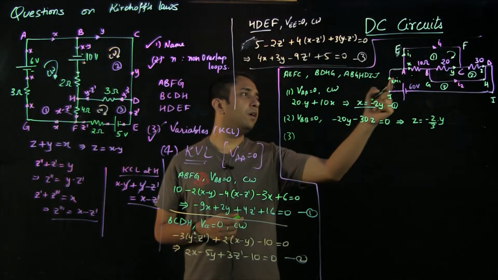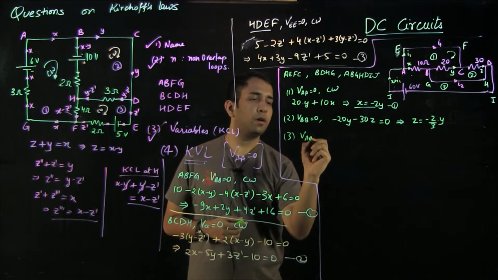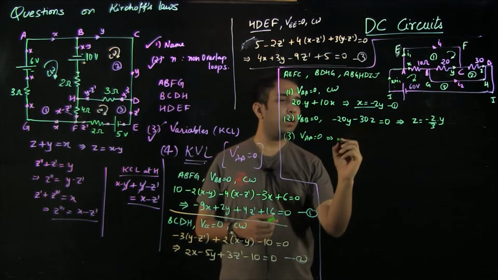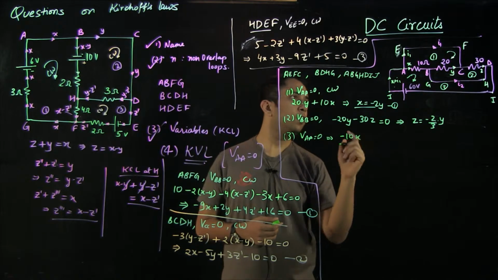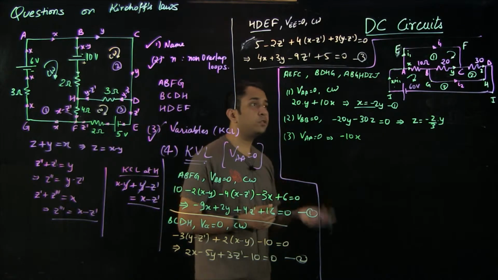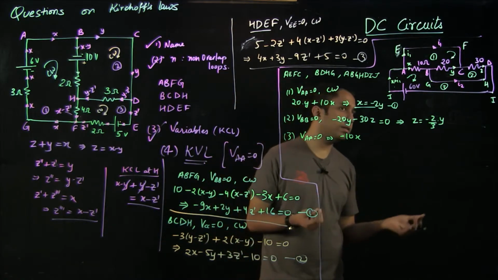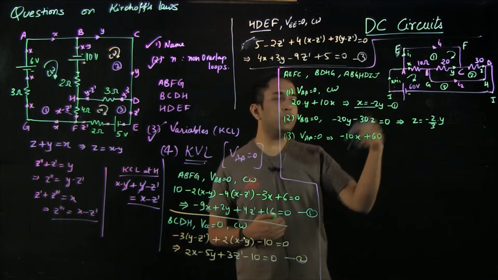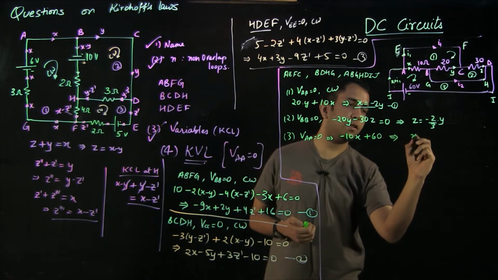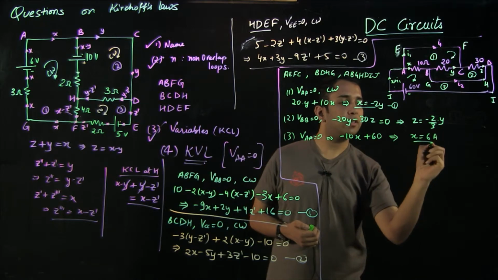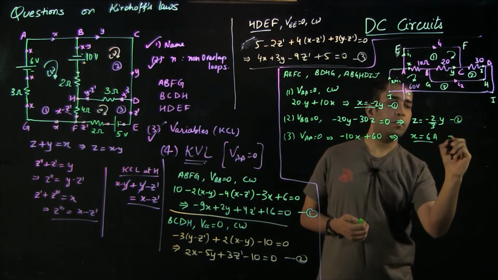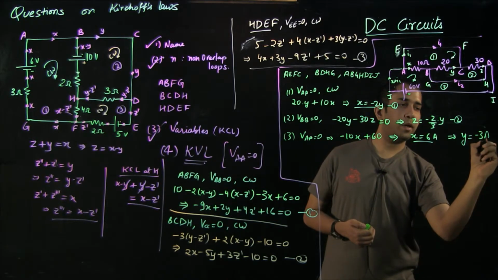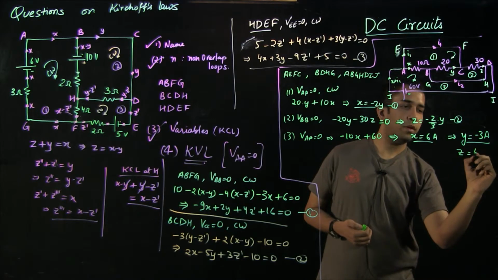In the third one, let's start from A again in a clockwise sense. A to B again minus 10X. Then from B to H we have nothing, from H to D nothing, from D to I nothing, from I to J because we are hitting the negative edge there is a gain of 60, and from J to A there is nothing. So it is a very simple equation which gives us the value of X, which is 6 amperes, and using equations 1 and 2 we can find Y to be minus 3 ampere and Z to be 4 ampere.